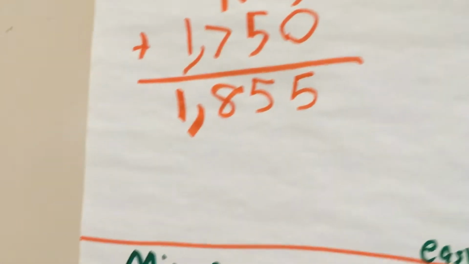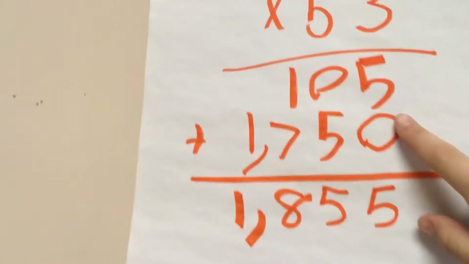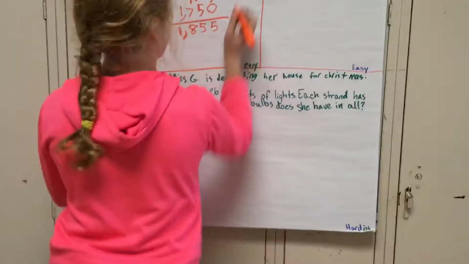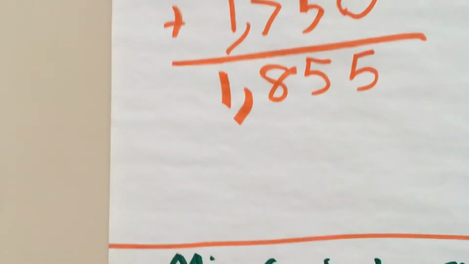And the reason why we add is because it would be too hard to multiply those, and you'd get an even worse number. And this is easier to do than the area model for some people.